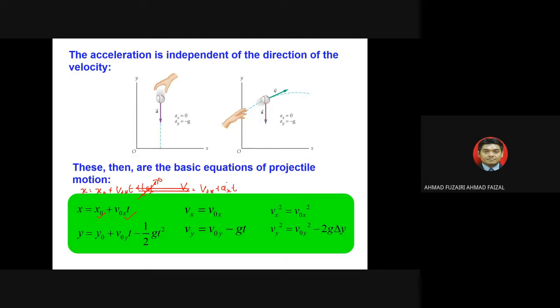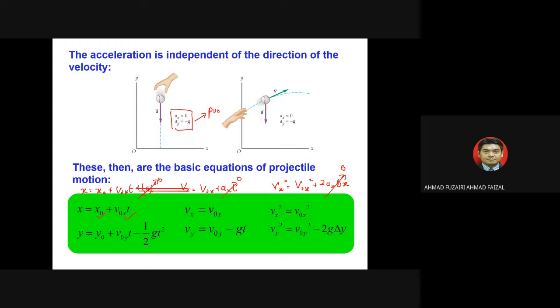Then vx is from v naught x plus ax t. Ax is 0. Look at this example. Ax is 0, so this one becomes 0. All that is left here is vx equals v naught x. Then vx squared equals v naught x squared plus 2ax delta x. But everything here will be 0. So all that is left is vx squared equals v naught x squared. So these are the equations that have been modified due to the conditions of projectile.